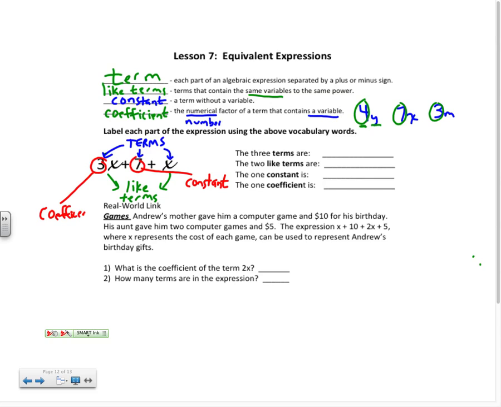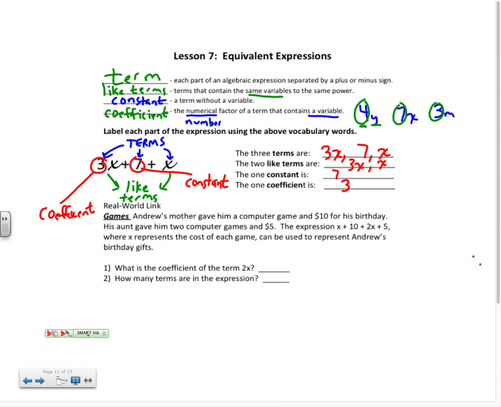Off to the side, it's asking you again to take a look at this sample problem. The 3 terms are 3x, 7, and then x. The 2 like terms are 3x and x. The 1 constant is 7, and the 1 coefficient is 3. It's the number attached to the letter.